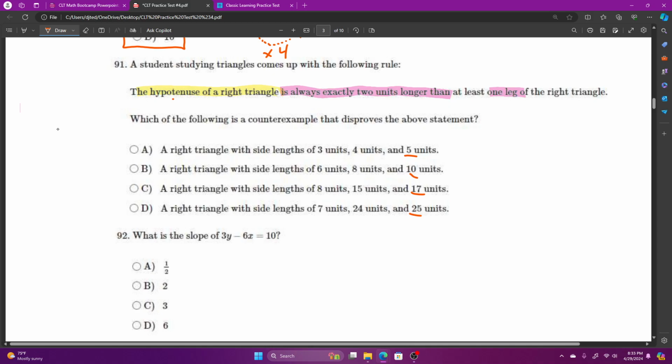And now I need to look back and make sure that there is a leg that's 2 units shorter than the hypotenuse. 5 minus 2 is there. 10 minus 2 is there. 17 minus 2 is there. 25 minus 2 is not there. So that is our answer to this question.